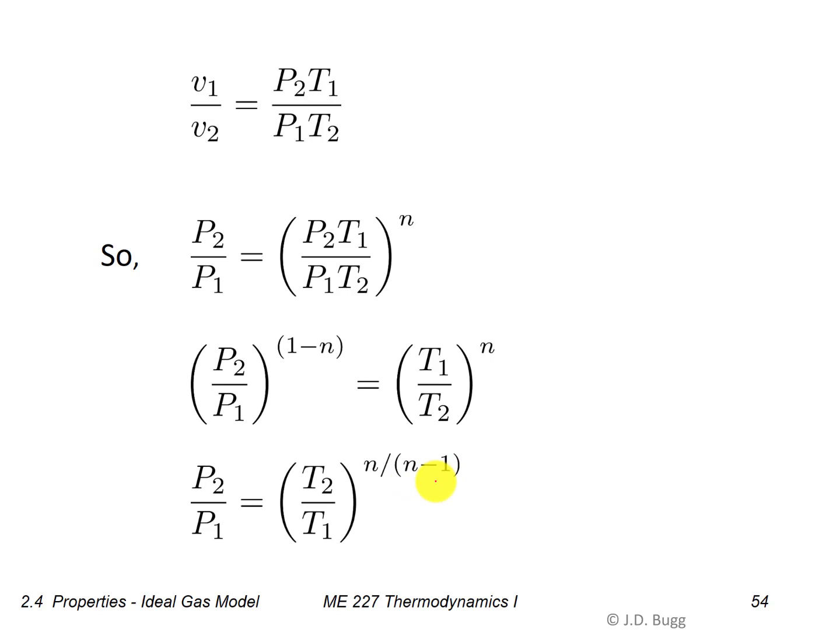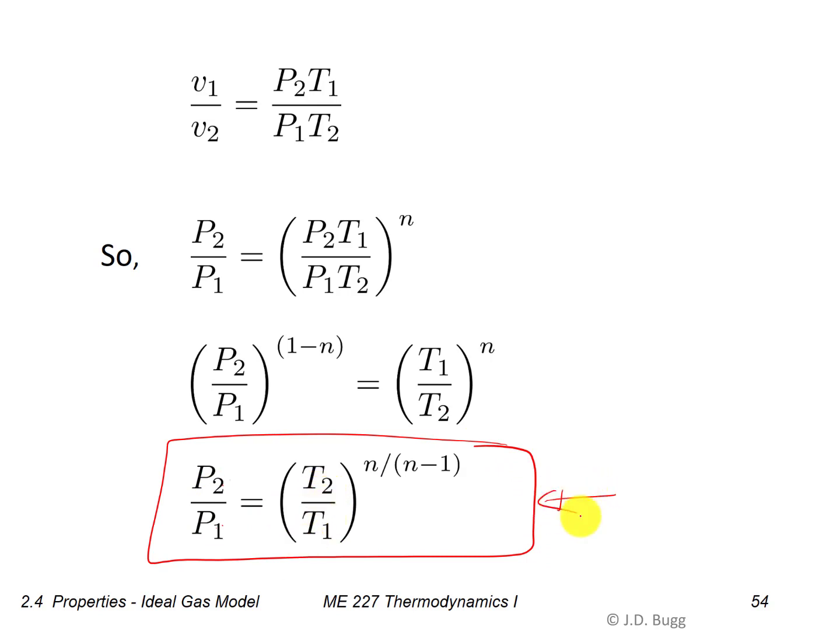Notice the little trick that's happened here. This has been inverted, so it's T2 over T1, just to get it so that P2 over P1 is equal to T2 over T1, with these in the same order. And because I've inverted this, I switched the sign of the exponent. That's how 1 minus n became n minus 1. So this is the final expression we're after here. It relates pressures to temperatures. But we have to remember that it is only valid for an ideal gas undergoing a polytropic process.